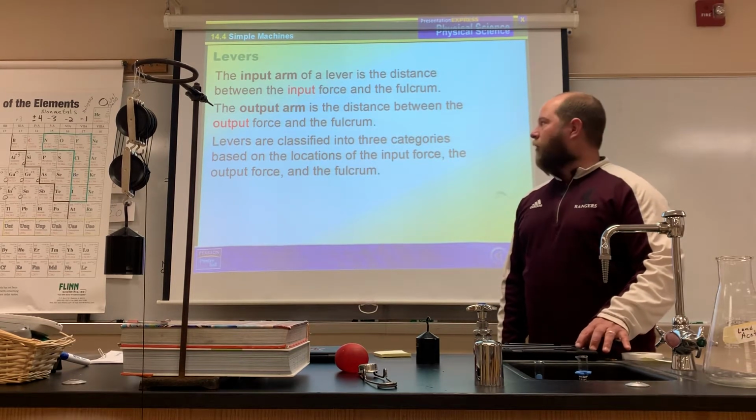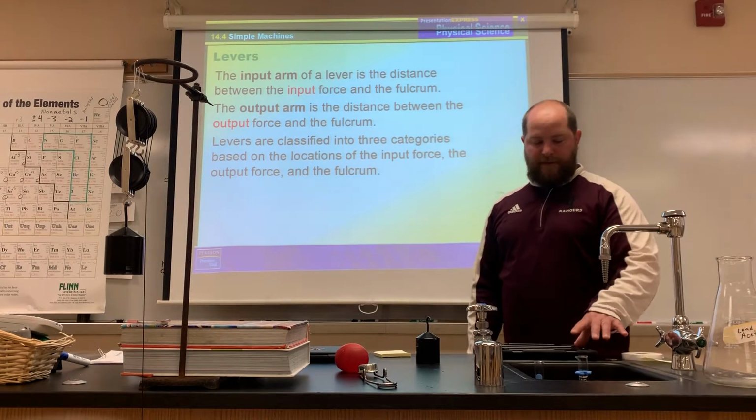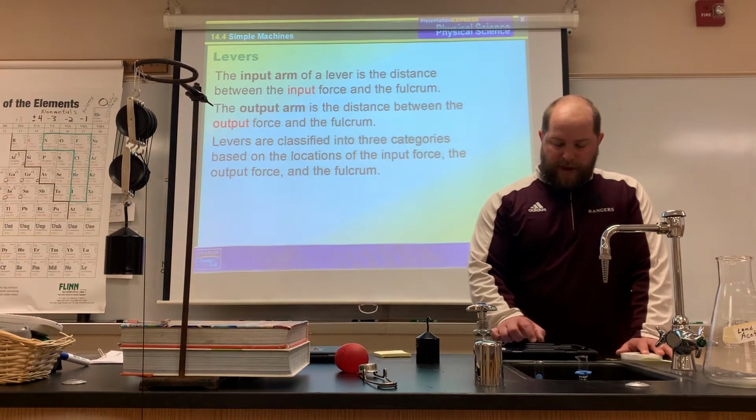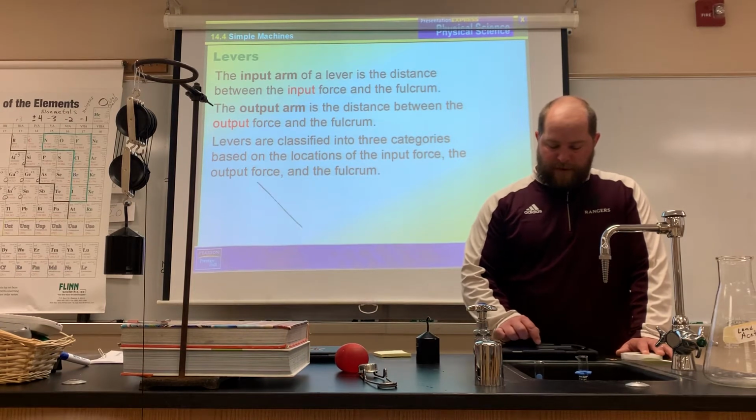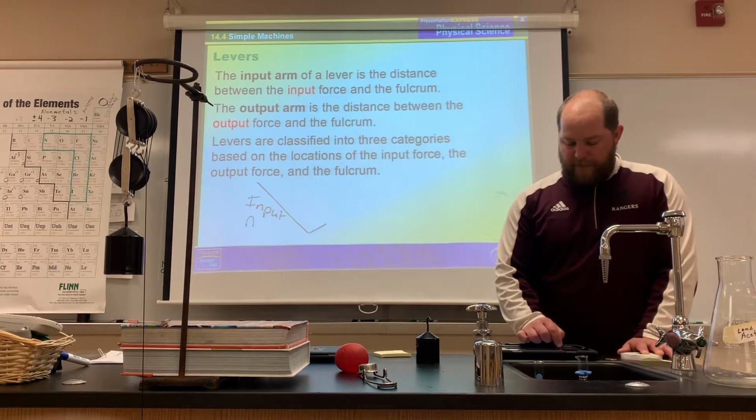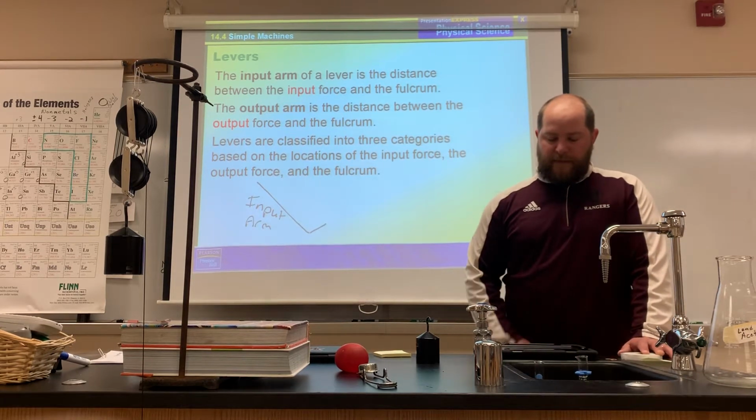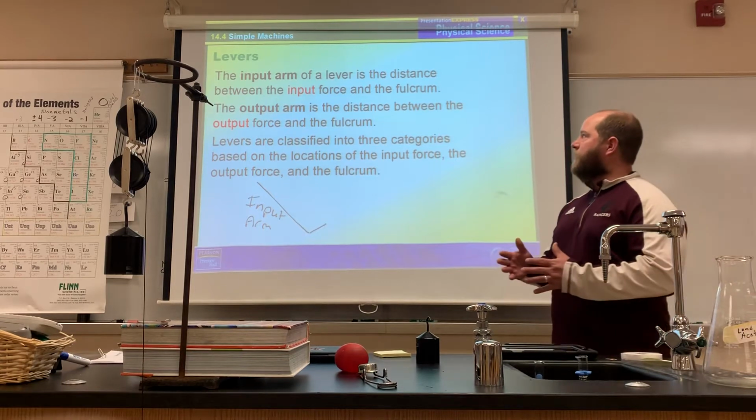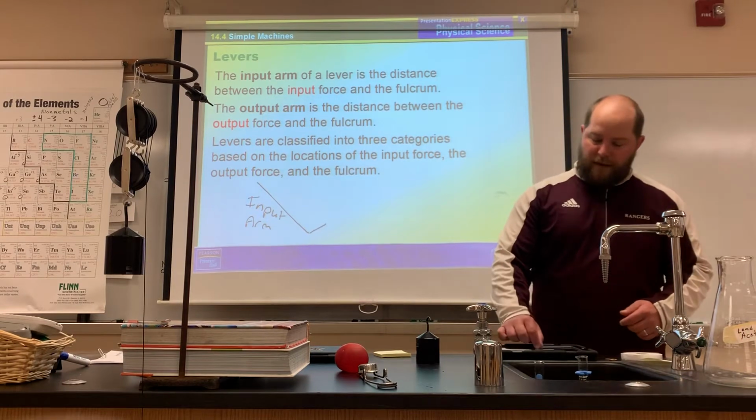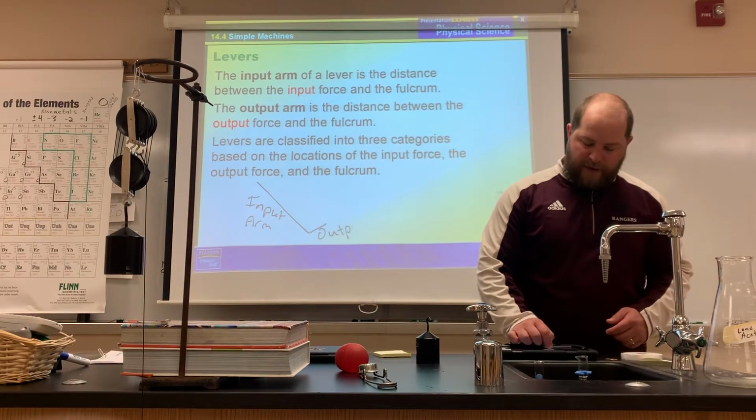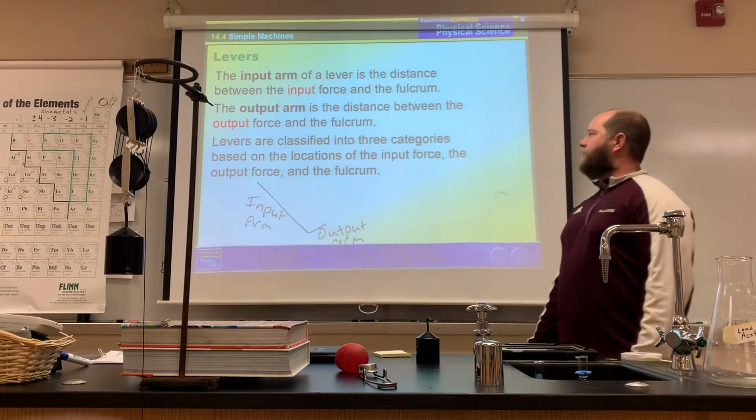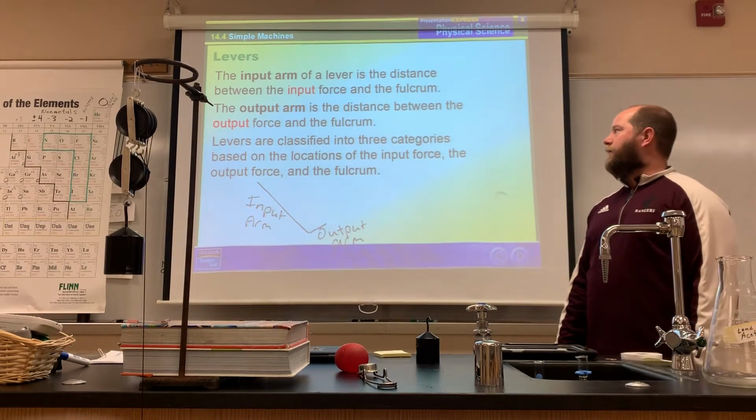All right, the input arm of a lever is the distance between the input force and the fulcrum. I can label this for you again. If we have our crowbar, this would be the input arm. That's the distance between the input force and the fulcrum. The output arm, which would be down here, is the distance between the output force and the fulcrum.